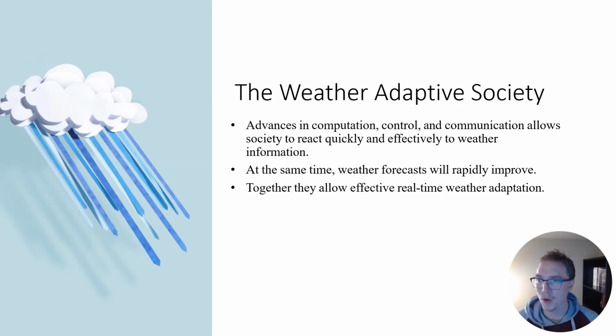And we've got the weather adaptive society. So advances in computation, control, and communication allow society to react quickly and effectively to weather information. At the same time, these forecasts are going to rapidly improve. And together they allow effective real-time weather adaptation for us, the end user, the person who that data, that information or that forecast, is trying to be disseminated towards.